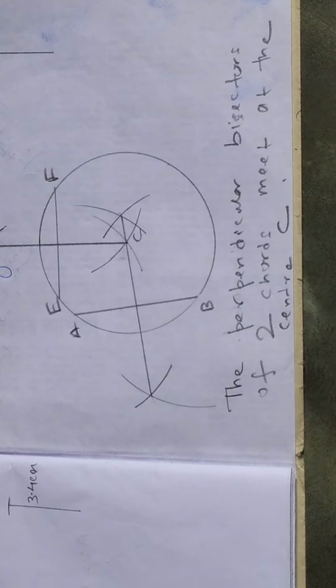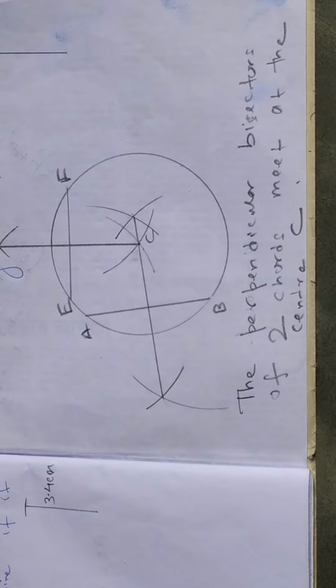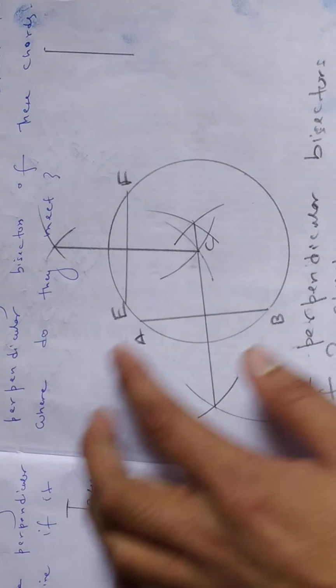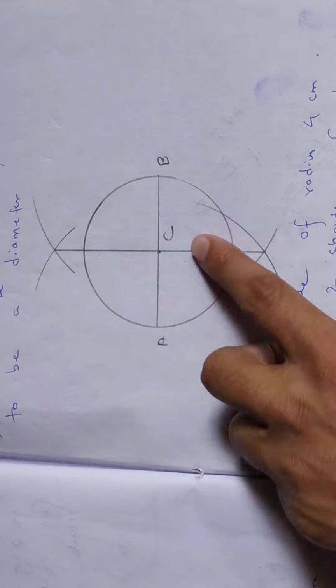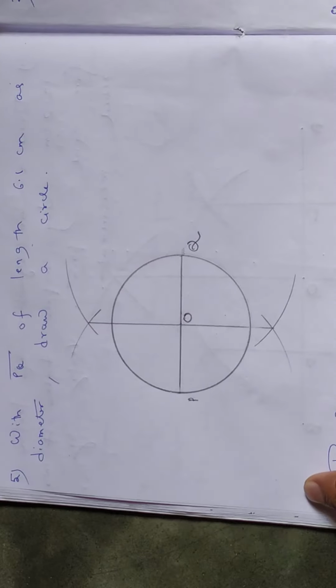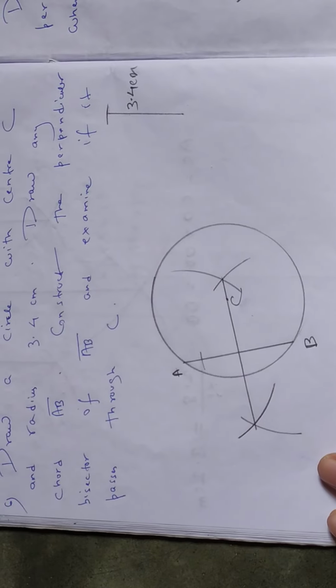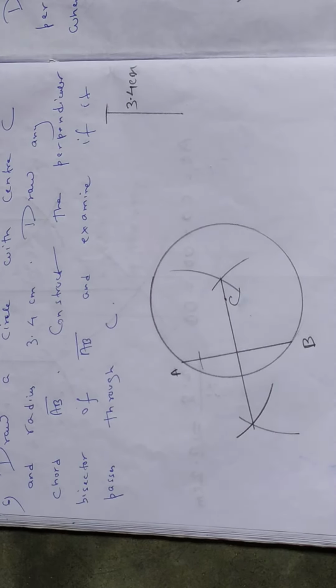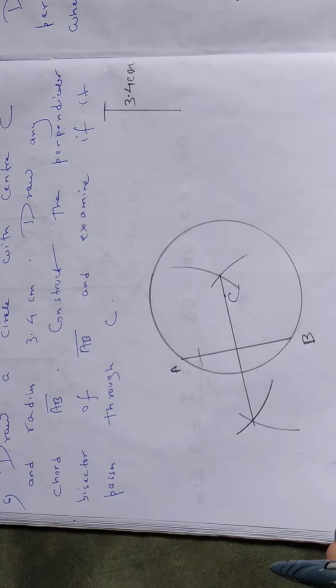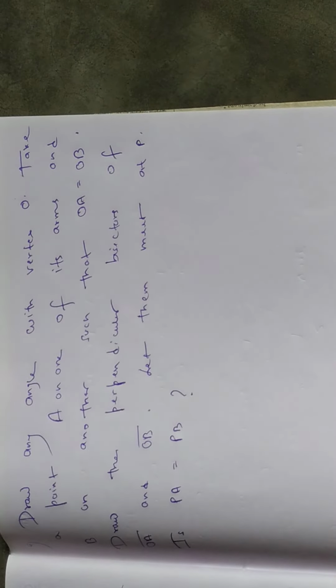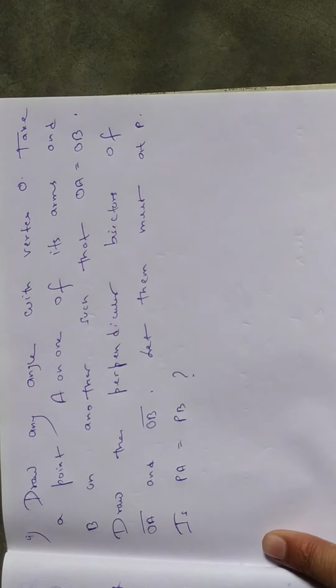Total there are 9 questions, so only one question is left. Now the last one. So you have already done questions 5, 6, 7, 8. Now, as you can see here, this is question number 9.